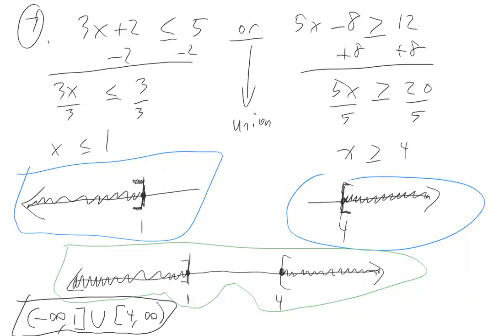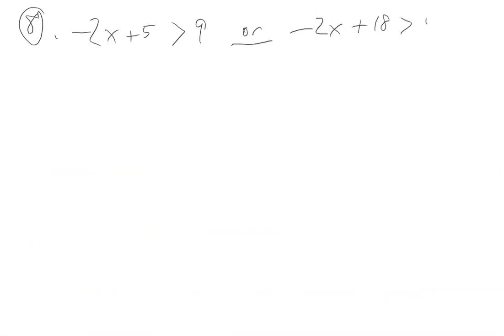Now let's try something like problem number 8. So this one says negative 2x plus 5 greater than 9, or negative 2x plus 18 greater than 4x. So if I solve this one, I will subtract 5 from both sides. So we get negative 2x is greater than positive 4. And then I'll divide both sides by negative 2.